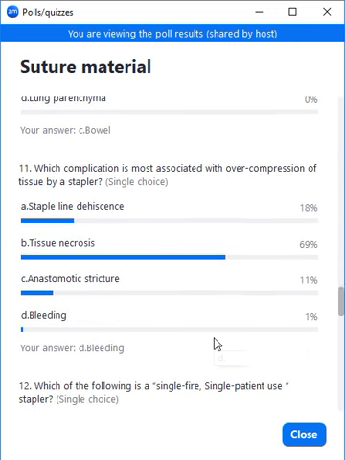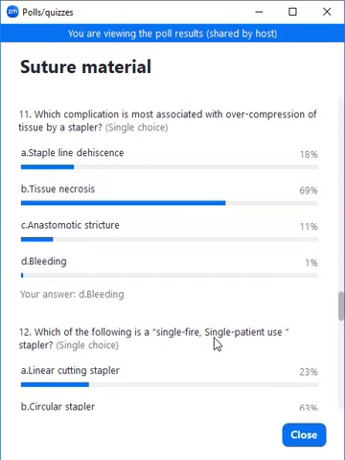Question 11. Which complication is most associated with overcompression of tissue by a stapler? Option A, staple line dehiscence. Option B, tissue necrosis. Option C, anastomotic stricture. Option D, bleeding. Here, correct answer is tissue necrosis. Overcompression leads to tissue necrosis. 69% students gave the correct answer.